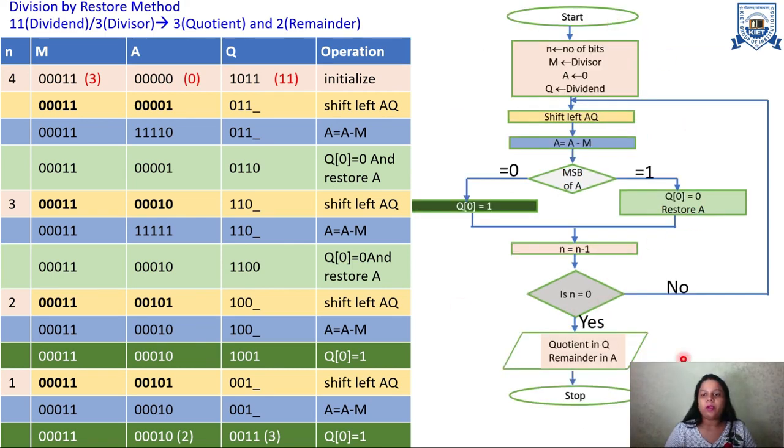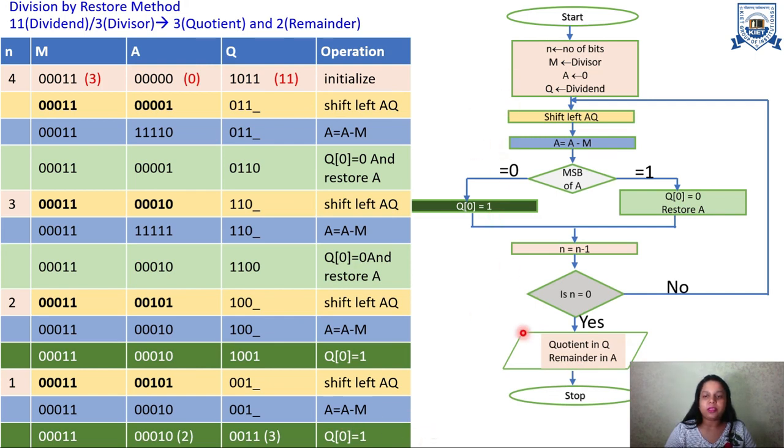Now I have zoomed out this flowchart. We were here in the last slide. Now if n is equal to 0, after this 1 becomes 0, we will move to the next step. That is, we will see that in the Q register, the value it is holding, that is 0011, will be the quotient. And in the A register, we will have the value of the remainder. It means this algorithm is complete.